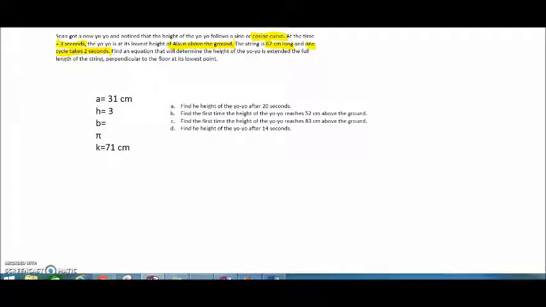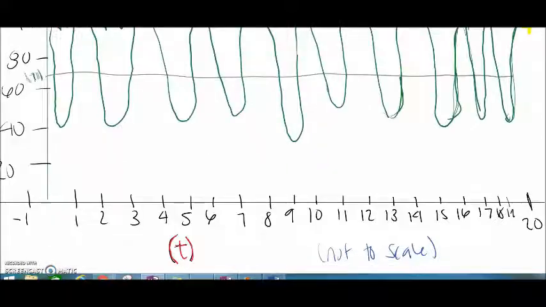Now we're looking for D. Find the height of the yo-yo after 14 seconds. So we're going back to our graph, and I pushed the equation into the calculator, and we get the point here at 13 seconds, and our height is 101.3.